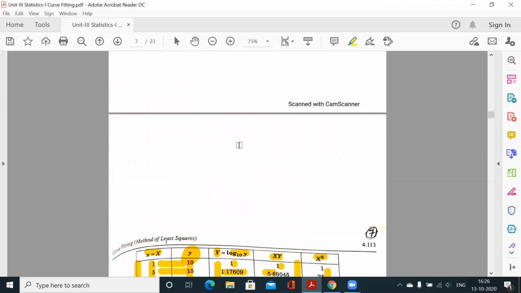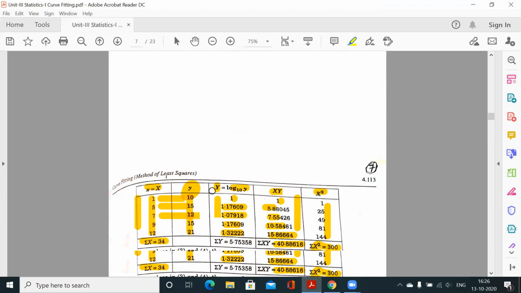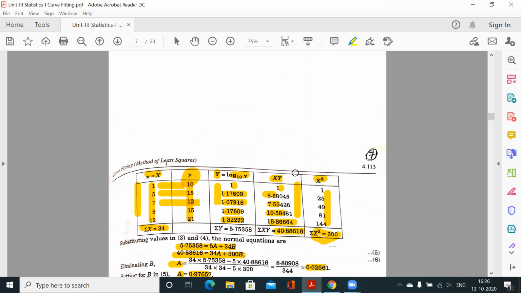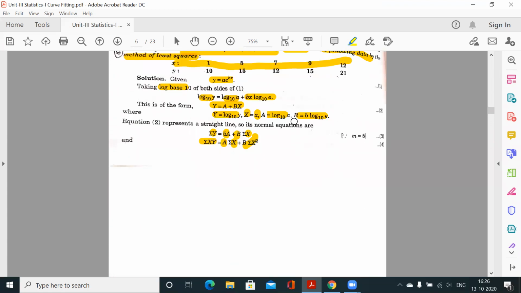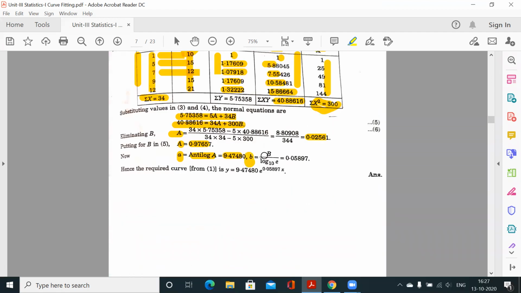capital A is equal to log 10 of small a. So small a is equal to the anti-log of capital A. So anti-log of 0.02 is 9.47. And what was small b? Small b is equal to capital B over log e. So small b is 0.97 divided by log e. Using a calculator you can solve log e, so this is 0.05. So small a is 9.47 and b is 0.05.